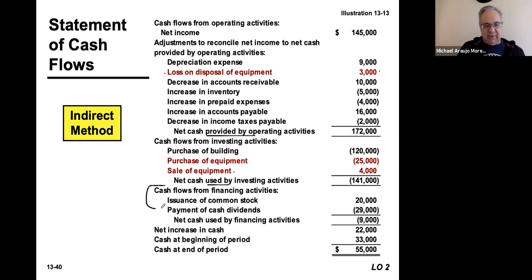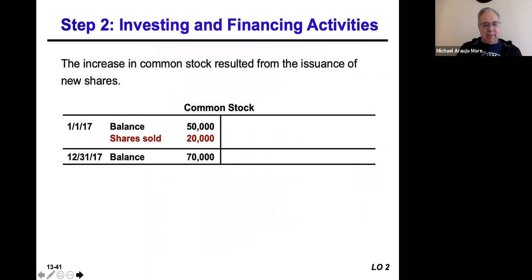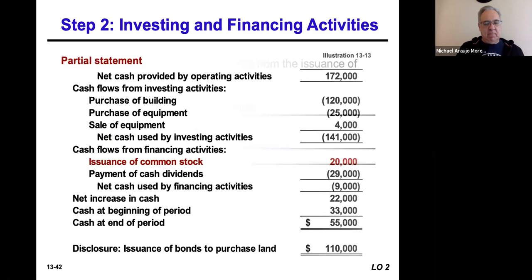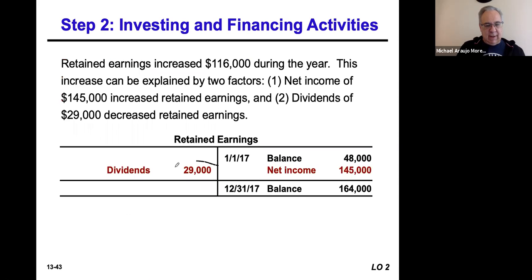The last section is financing activities. Two things happen here. We had more common stock because we sold common stock for cash. So the issuance of common stock brought in $20,000 of cash. Cash flowing in is why it's looking like a positive number. And we paid our dividends to stockholders, and that was cash going out of retained earnings.